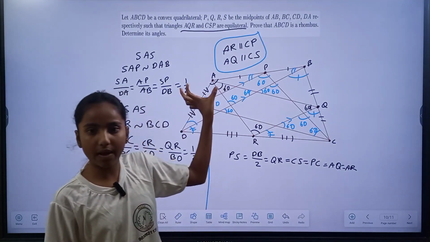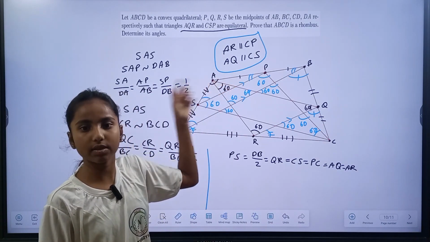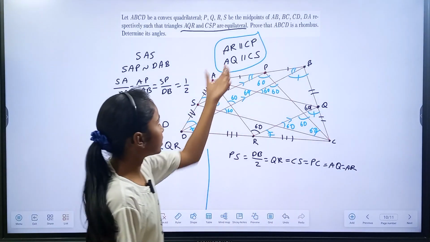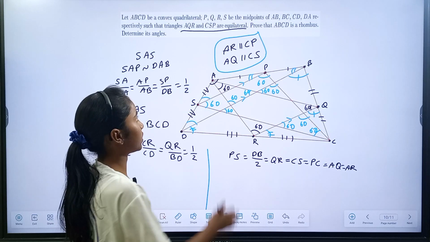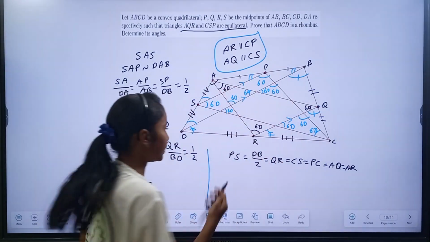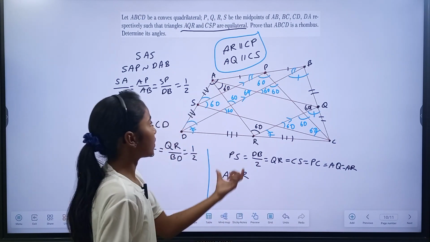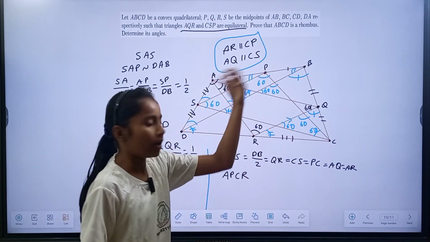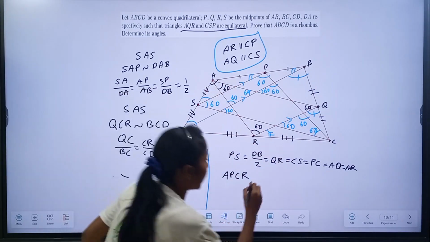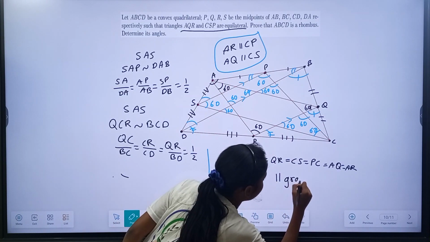Whenever that condition appears, the quadrilateral related to those sides is a parallelogram. So let's check what quadrilateral is related to those sides, AR and CP. We have APCR. AR is parallel to PC, and both are equal. So we can say APCR is a parallelogram.